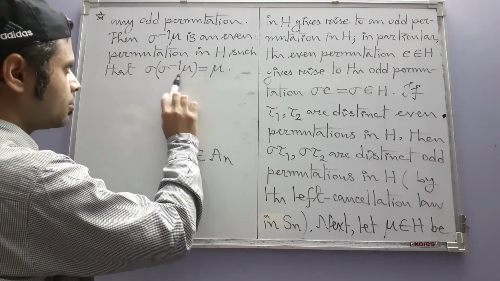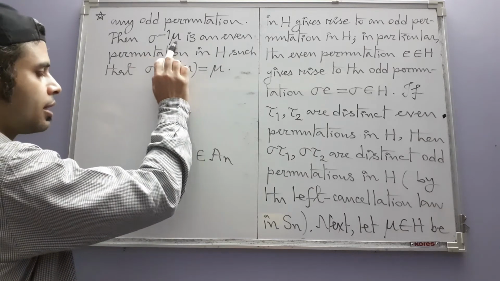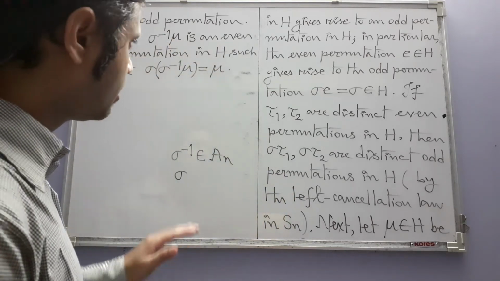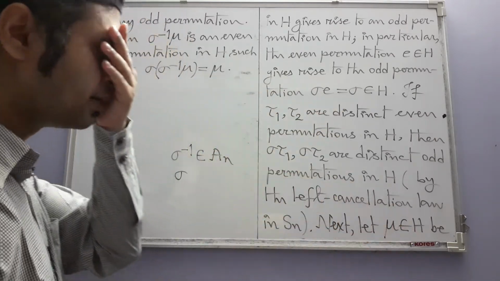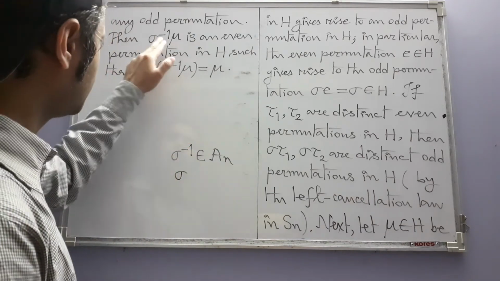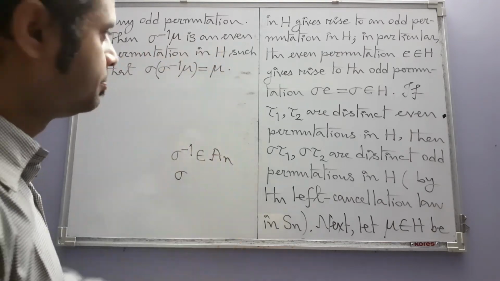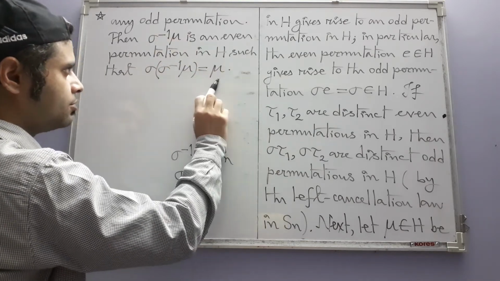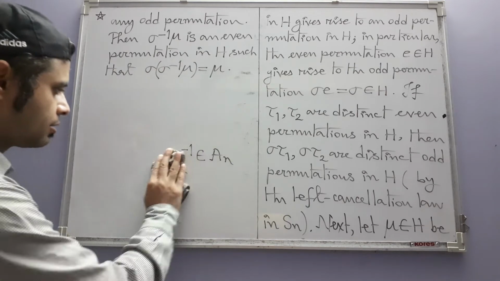So here we are looking at a product of two odd permutations. One of them is sigma inverse and the other one is mu. So that is why this is an even permutation. And because sigma originally comes from H and now our mu comes from H, by the fact that H is a subgroup of Sn, sigma inverse mu is not only an even permutation but it is in H. And that is why this is an even permutation in H that gives you mu. So all these things ultimately tell us what?